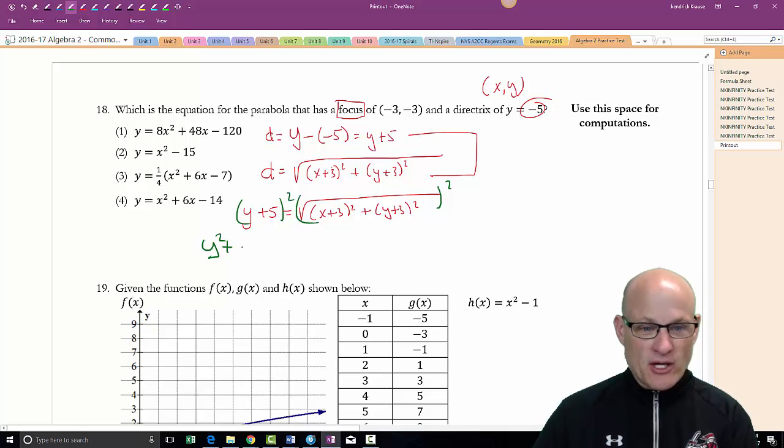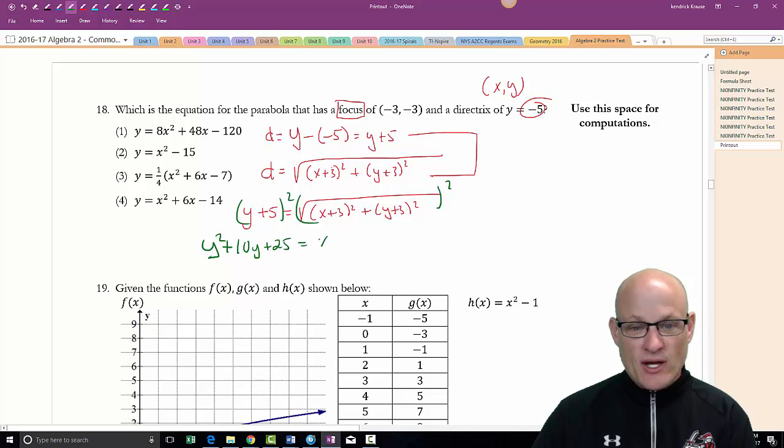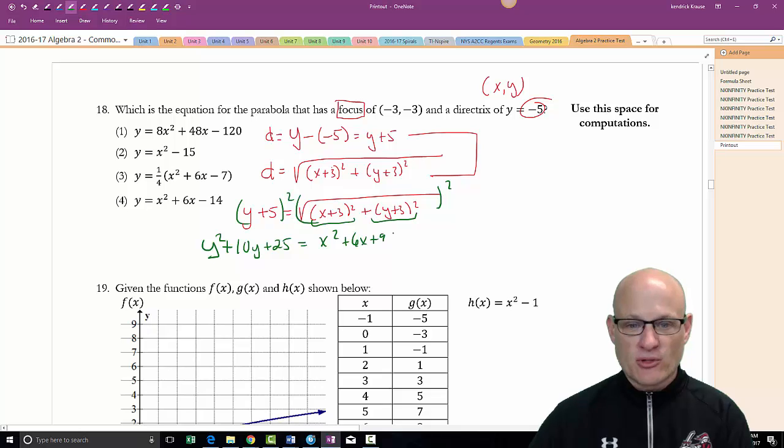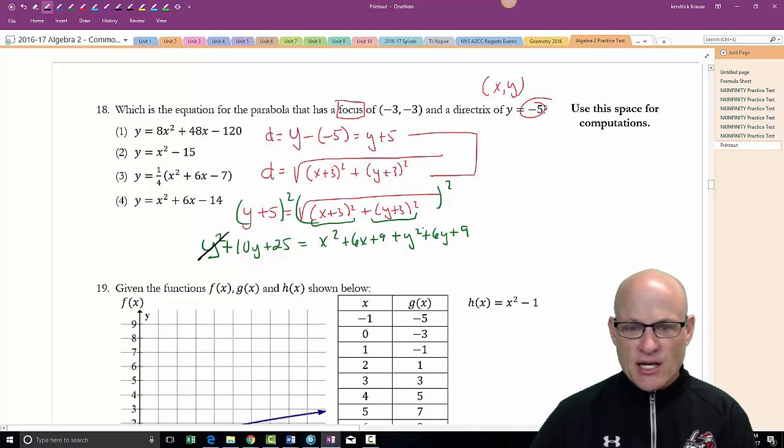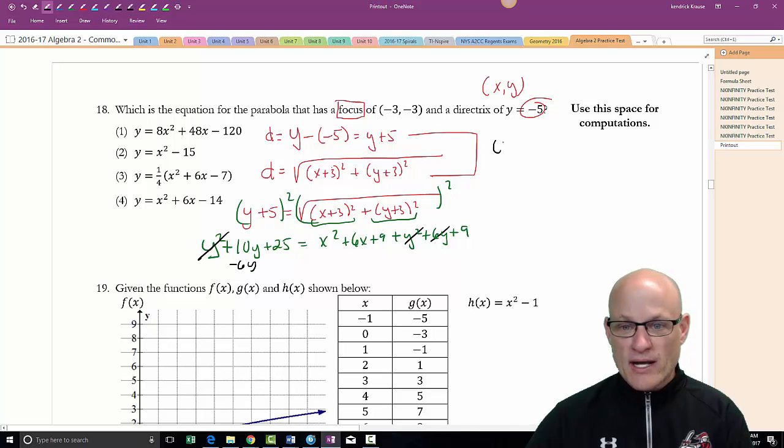So this should be y squared plus 10y plus 25 is equal to x squared plus 6x plus 9. All I'm doing is double distributing all these, writing them twice, plus y squared plus 6y plus 9. All right, here we go. Finally, I think we're getting it. The y squareds cancel. I'm going to bring this 6y over by subtracting 6y. So I get 4y equals x squared plus 6x.